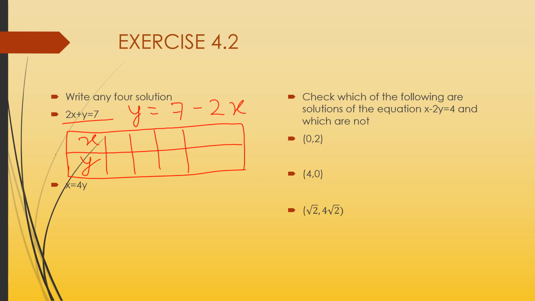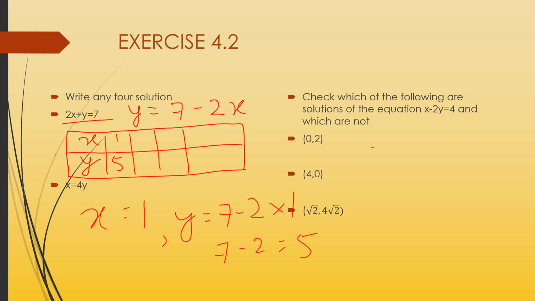X and y. Suppose you put x to be 1, what will be the value of y? y will be 7 minus 2 into 1. In place of x, you substitute 1. So 7 minus 2 into 1, which is 2, gives you 5. So if x is 1, the value of y will be 5. In this way, you can find many values.